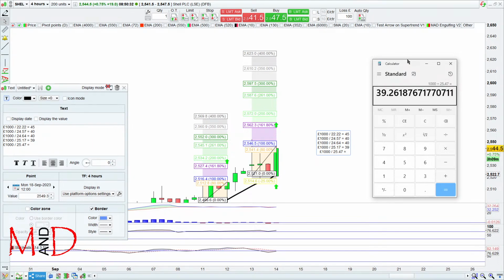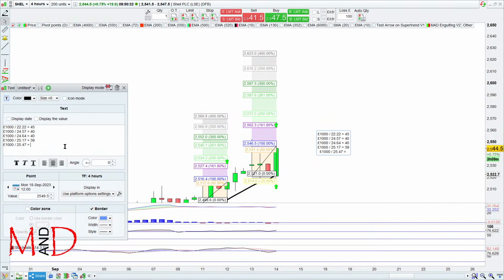25.47, another 39. So in total we've spent £5,000. So 5k spent, not including the fee for buying or the brokerage fee. So 5k spent.